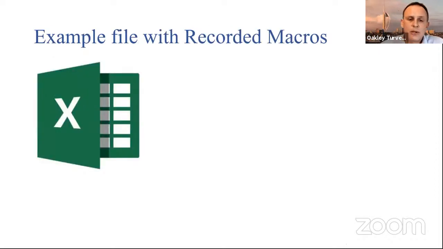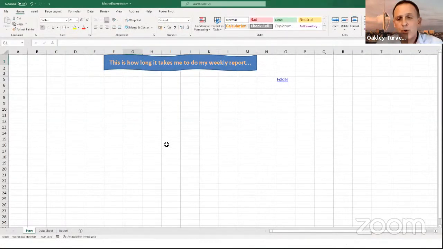Okay, let's have a look at an example file. So I'm just going to click here, and let's imagine we have a weekly report to do, and this is going to be a really simple report. I'm just going to give you an example of the kind of stuff that you might do that we can automate. So we've got a weekly report to do.